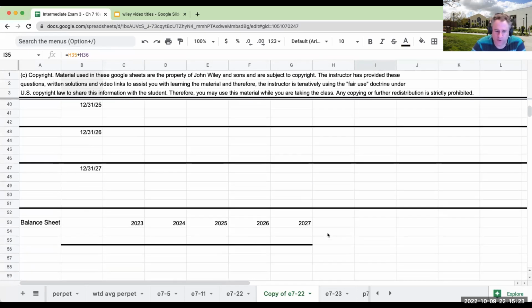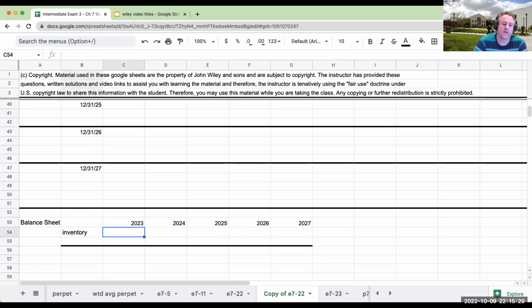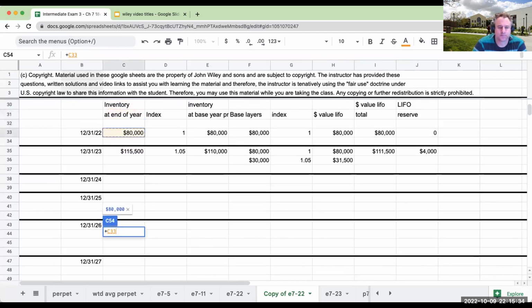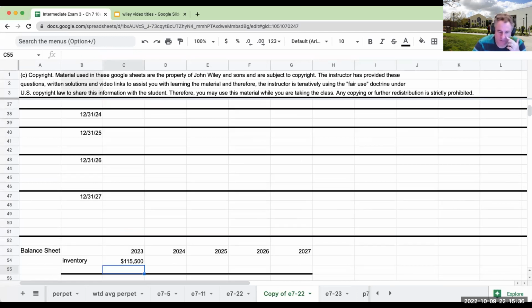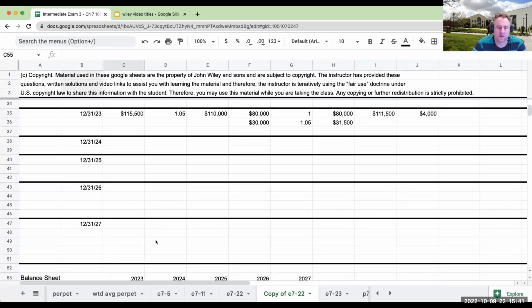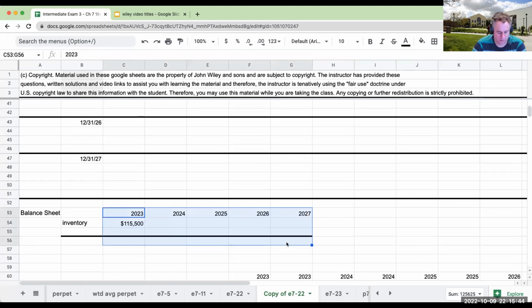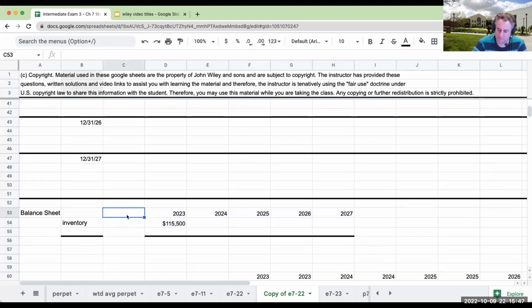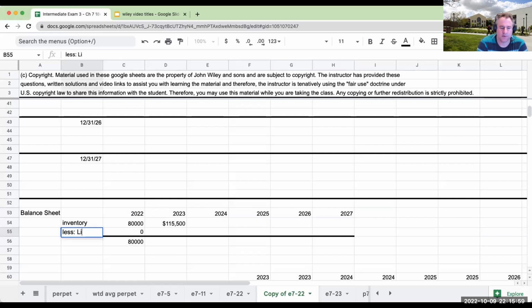So how do I do it? Well, I'm going to have inventory over here. So my inventory as of 2023 was 115,500. I didn't put in 2022. I guess I could, but it's not that relevant. There's no dollar value LIFO reserve. But over here, I'm basically saying, less my LIFO reserve.